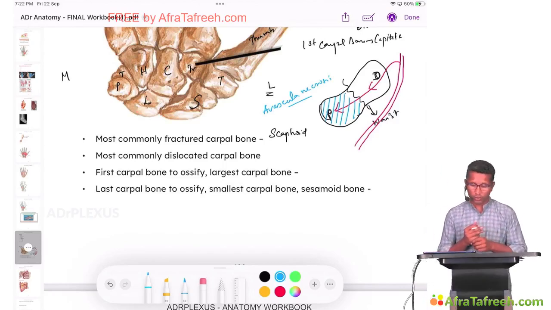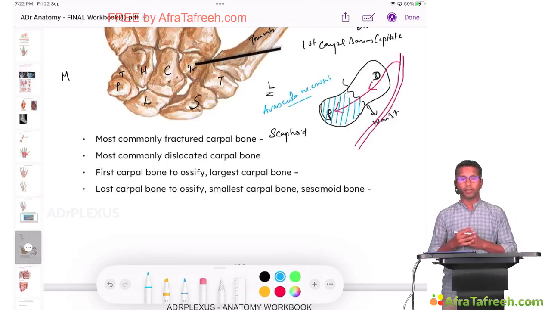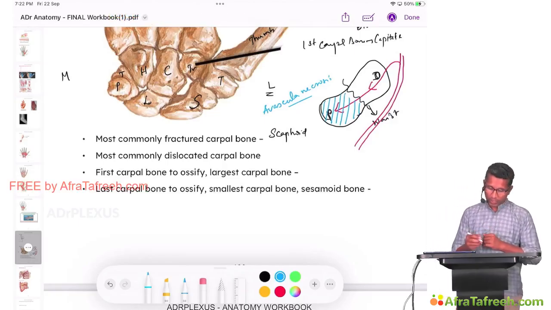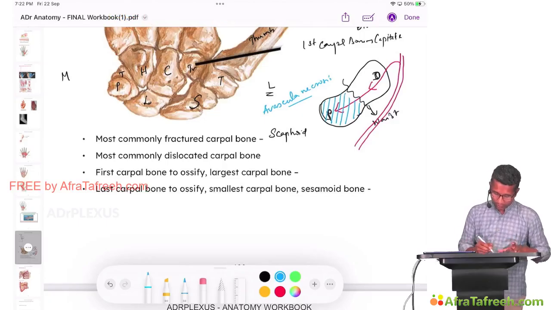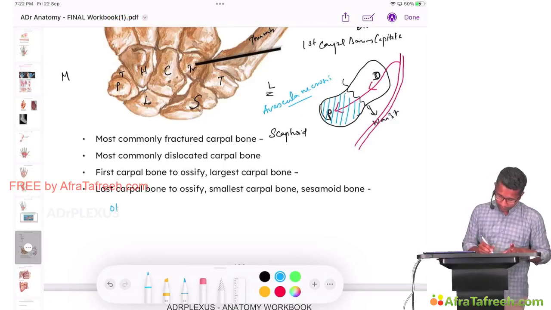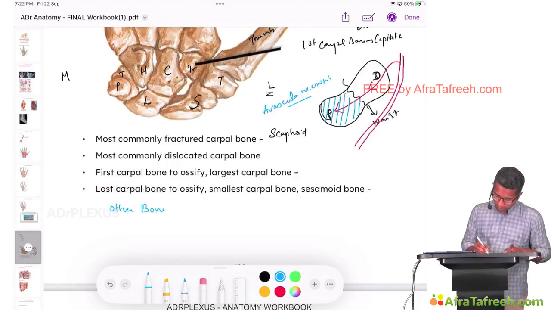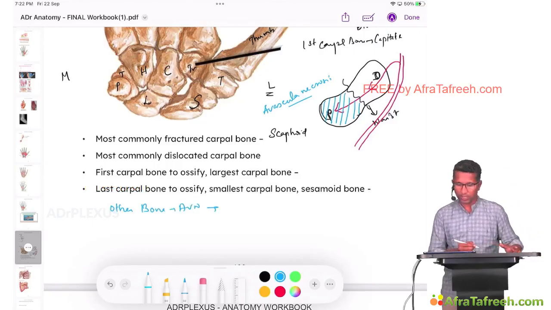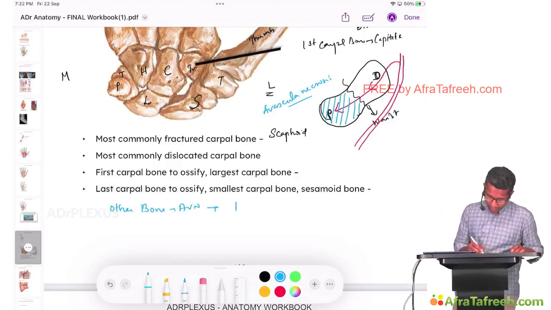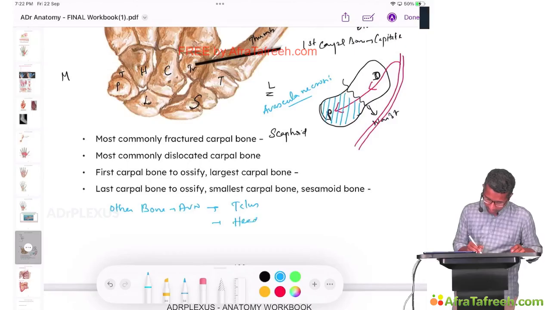Now I will ask you a question, guys. What are the other bones in the body which can go in for avascular necrosis? Anybody? Talus. Very good, Swati. The other bone to go in for AVN is talus. Then the head of the femur also goes in for avascular necrosis.